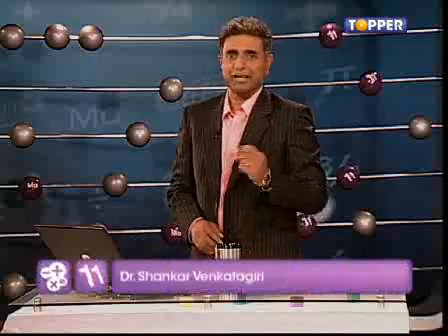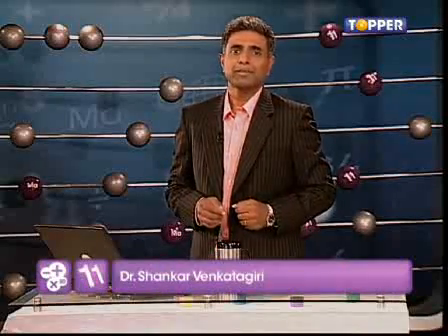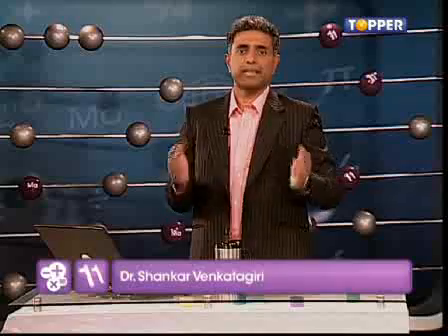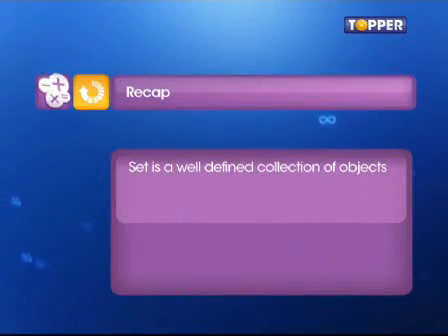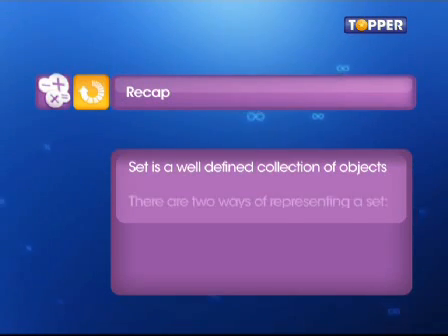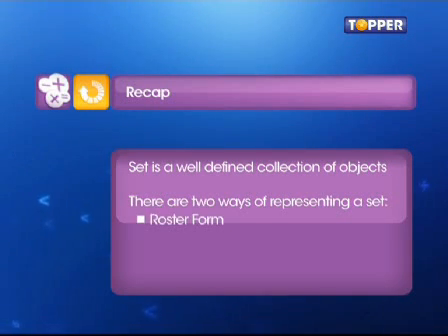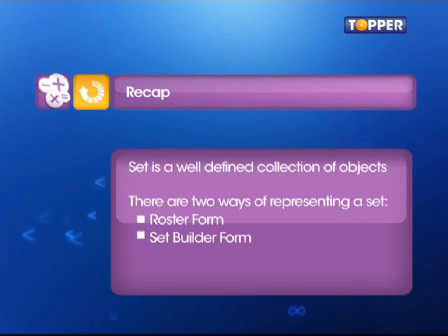Hello again, I'm Shankar and this is Math 11. So far we've been looking at sets and notations. And in case you're just joining us, let's summarize what we have learnt in this episode so far. A set is defined to be a well-defined collection of objects. There are two ways of representing a set. There's the roster form and the set builder form.